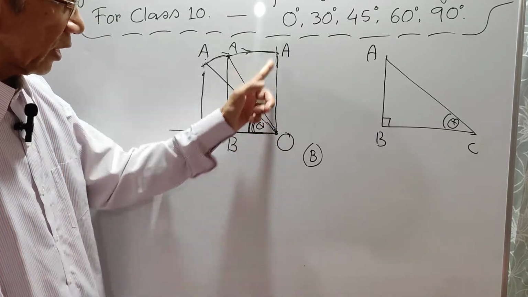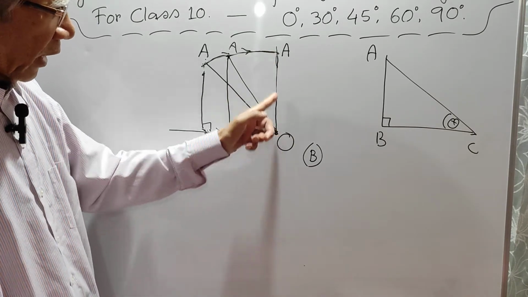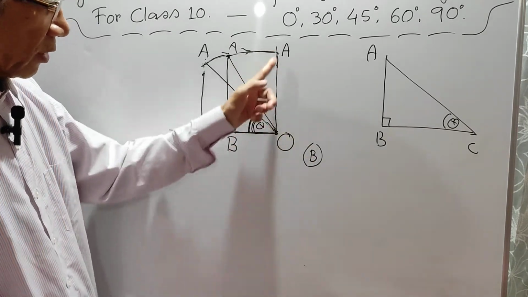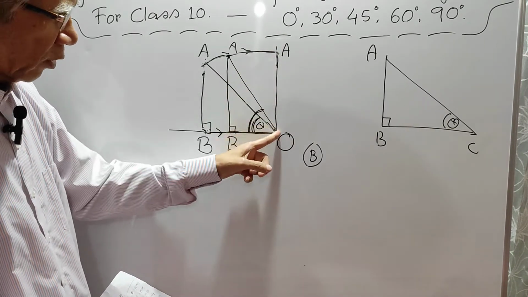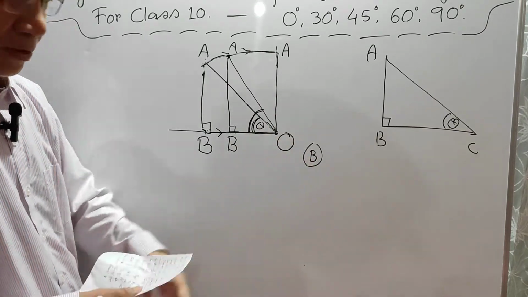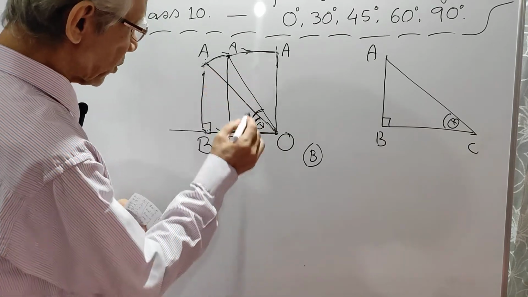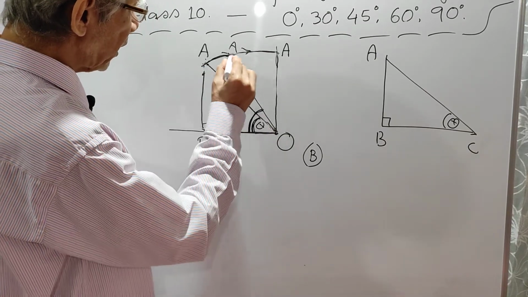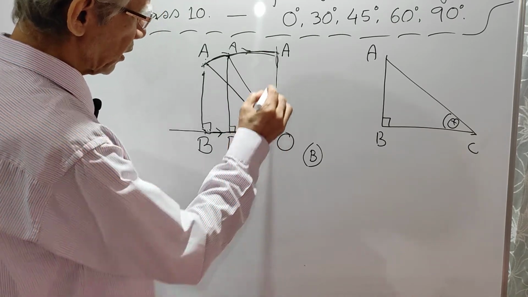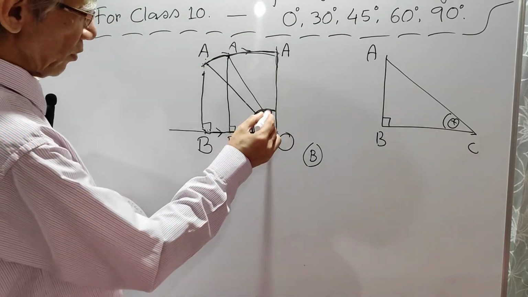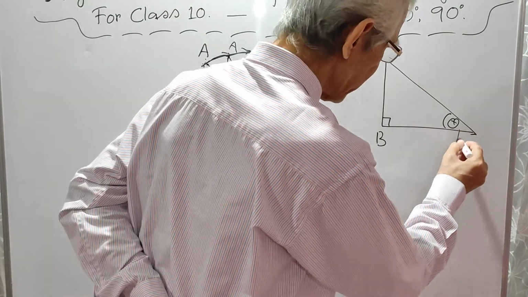And what is this line? This line is perpendicular to BO. Now this line is AO and also AB, because O and B are the same. Now what happens? Originally this angle, when A moved to this point, increased to this. Finally, when A moved to this point, this angle has become 90 degree because this line was perpendicular. So this angle theta has become 90 degree.